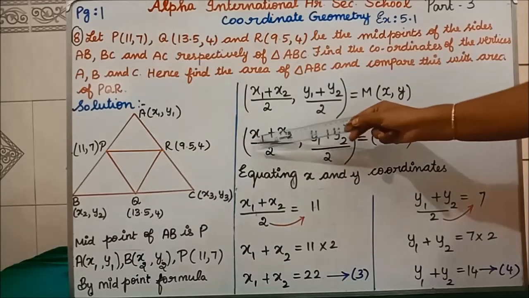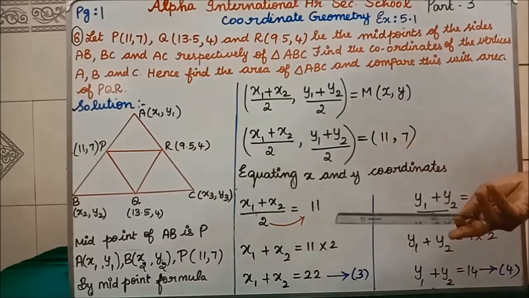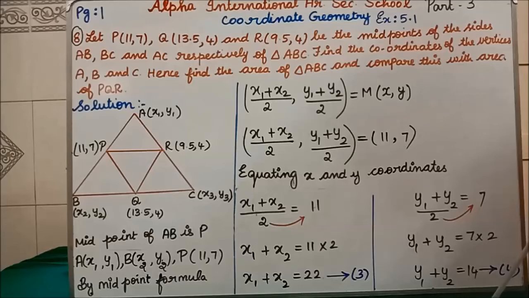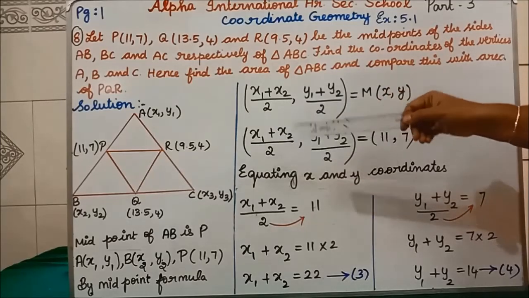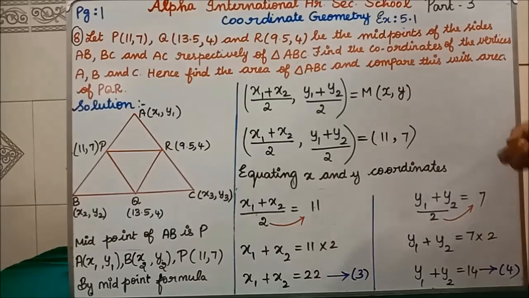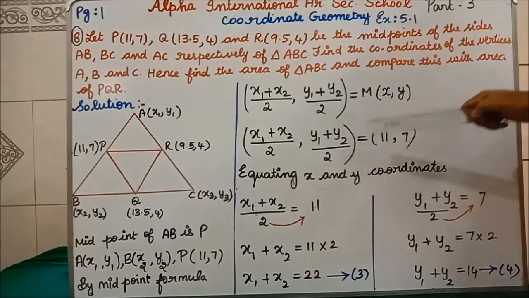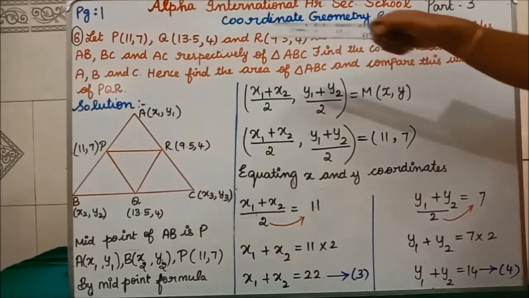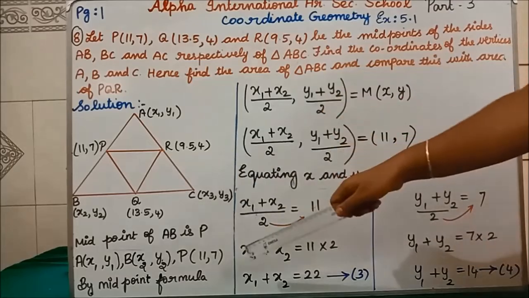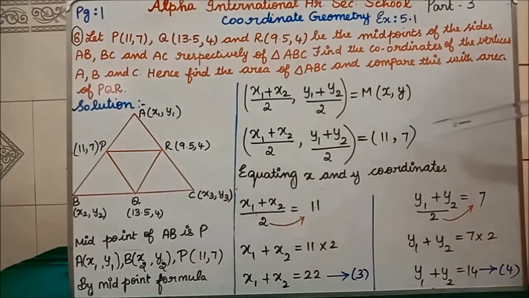We don't have any X1 value or X2 value, so we write X1 plus X2 by 2. Similarly, we don't have values for Y1 and Y2, so Y1 plus Y2 divided by 2. But the midpoint here is P. So for P what do we have? 11, 7. Clear?